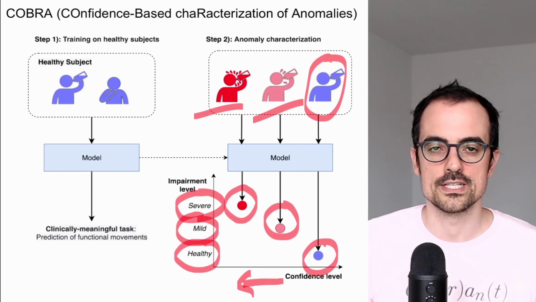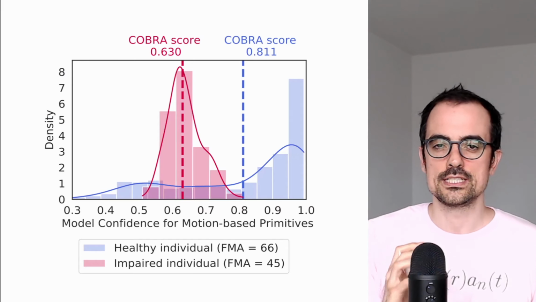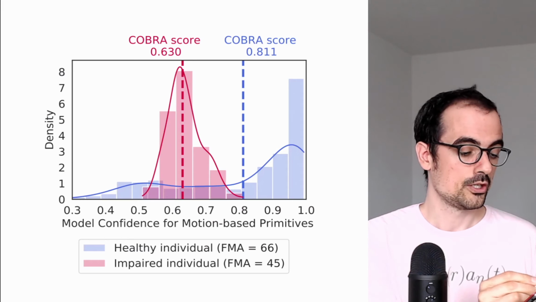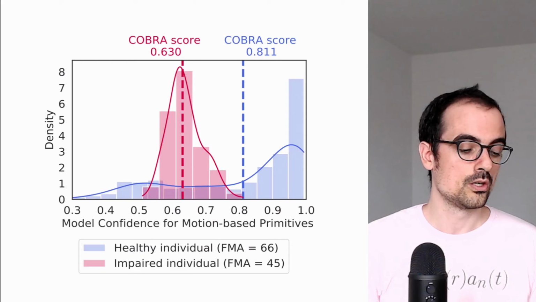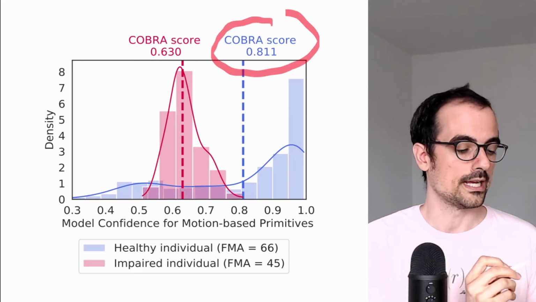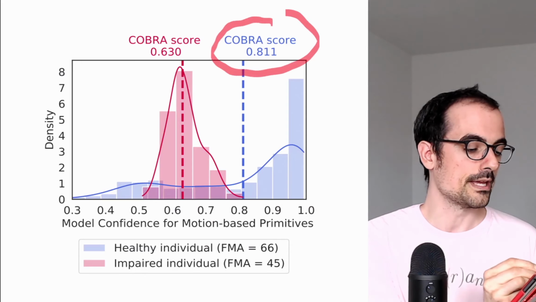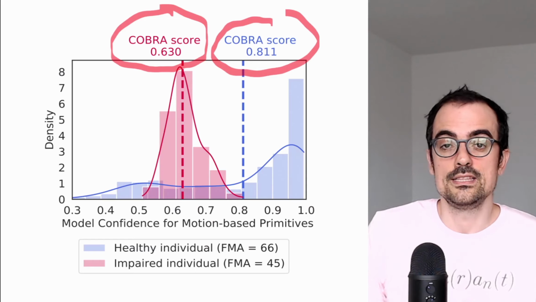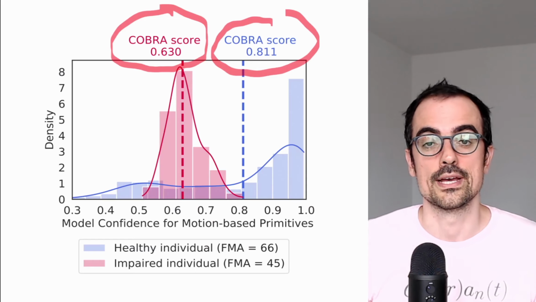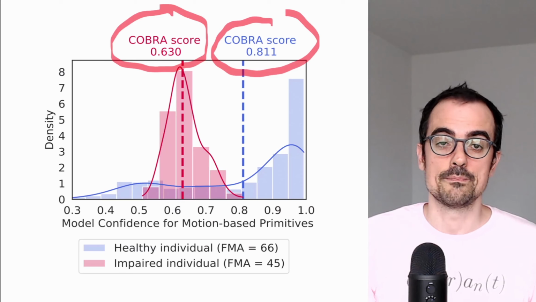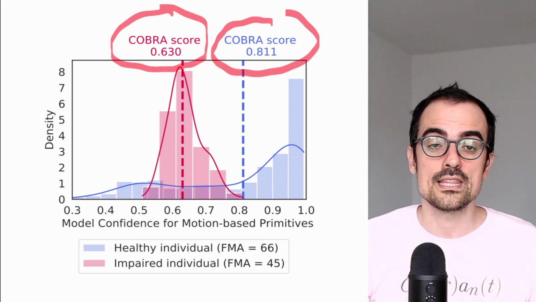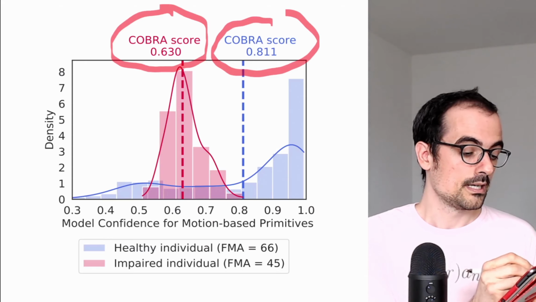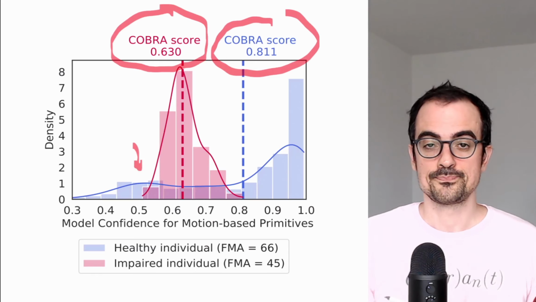Going back to our previous graph, how do we aggregate all these confidences to produce a score? Very easy, we just average them. So here, the average confidence for the healthy patient is 0.811, the average confidence for the impaired patient is 0.63, which indicates, because it's much lower than the one for the healthy patient, that the patient is impaired. It's important to take the average because individual confidences, as you can see here, can be quite noisy.